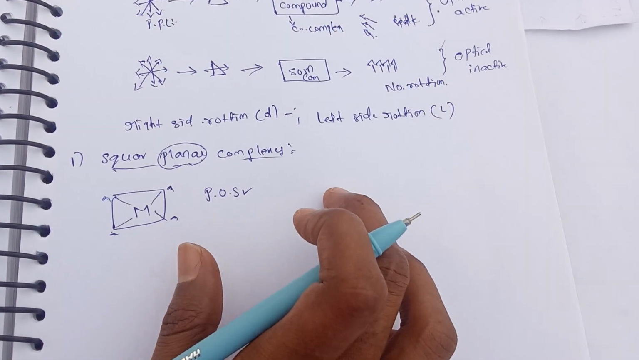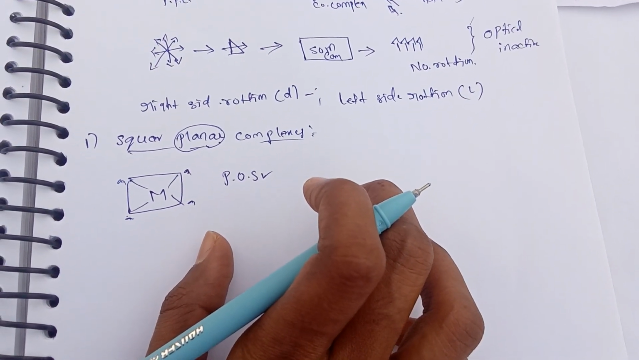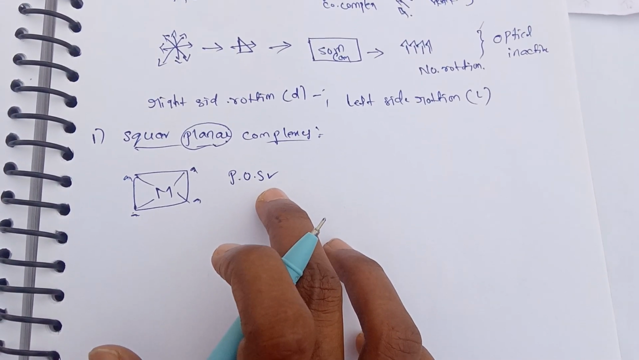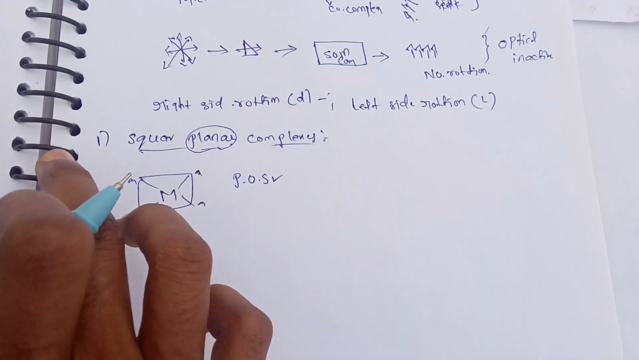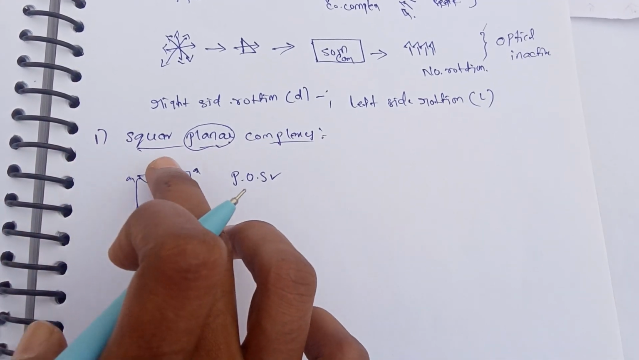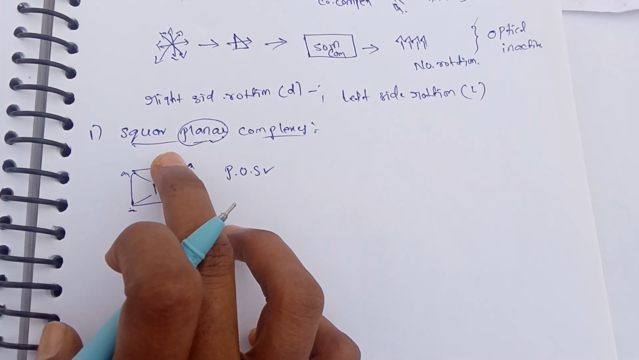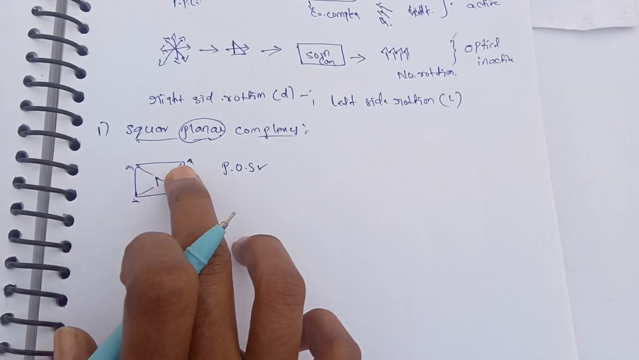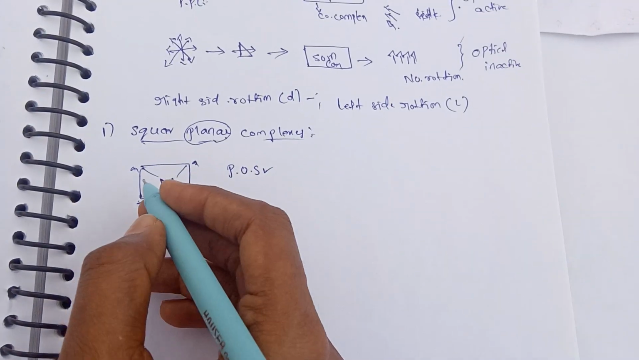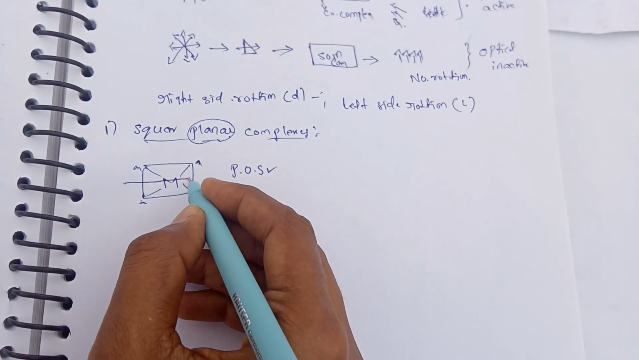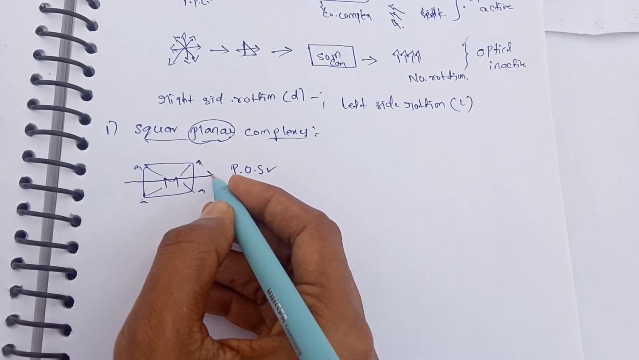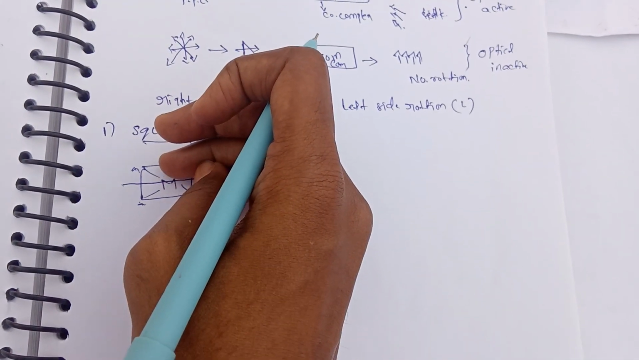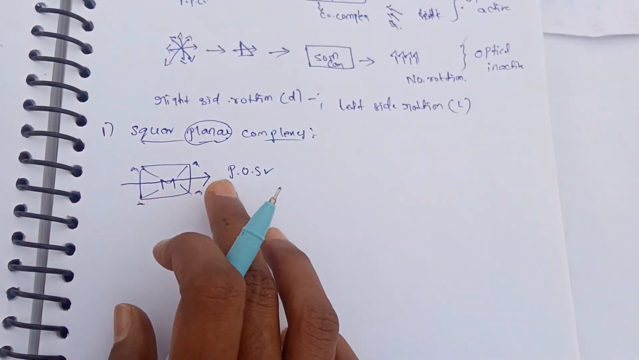So what is plane of symmetry? The definition of plane of symmetry: it is an imaginary line passing through the molecule, where we get two equal halves. That molecule has a plane of symmetry. When the line is passing through the molecule, then it will give two equal halves. That means that is the plane of symmetry.